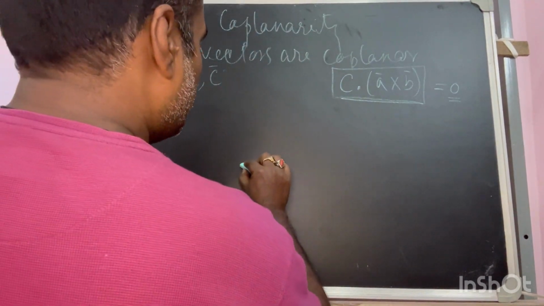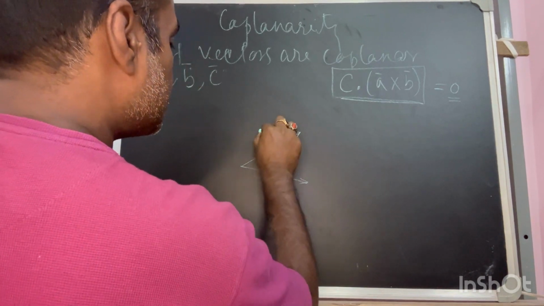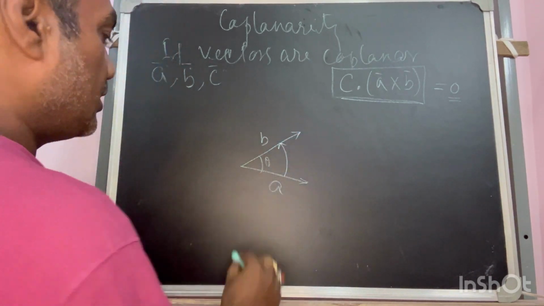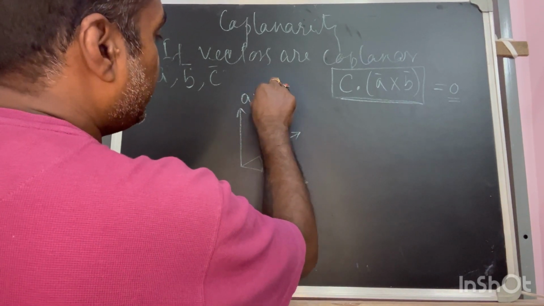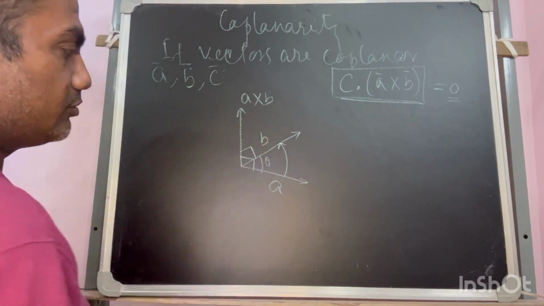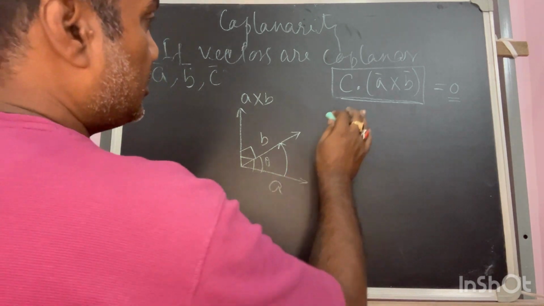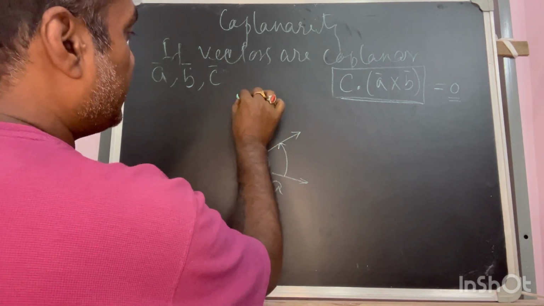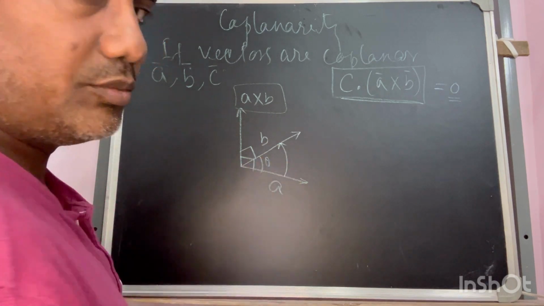Now come back to the thing we are discussing. This is A, this is B, and this is theta, and we are doing A cross B. I am just working with A cross B initially. That means A cross B will make 90 degrees to this, and this will make 90 to this. So the resultant of A cross B will be 90 degrees to both A and B.